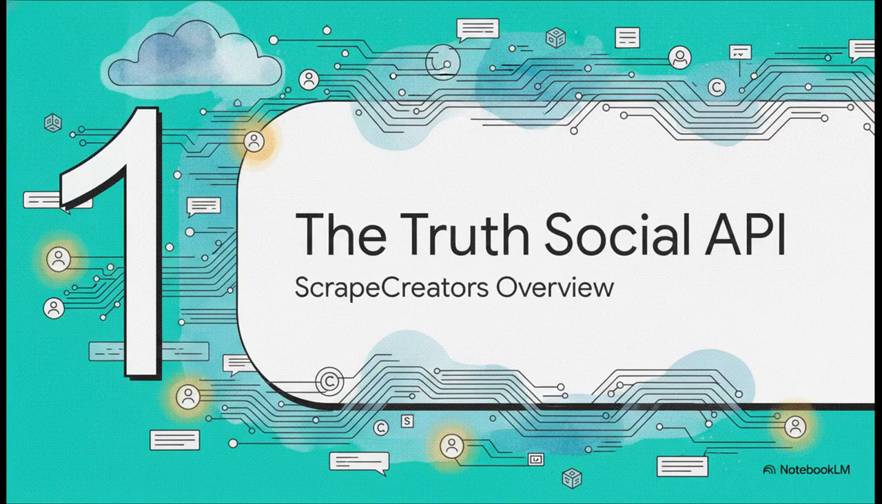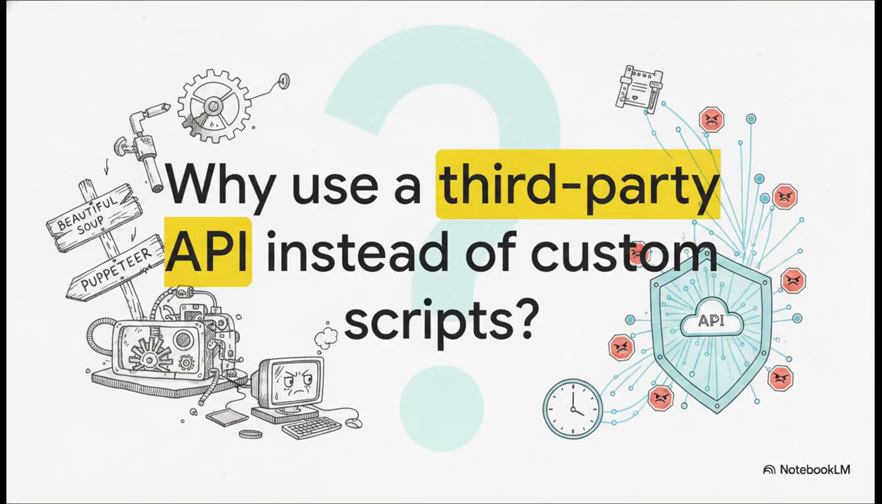All right, Section 1. The Truth Social API. Let's look at a quick ScrapeCreators overview and see exactly what this solution brings to the table. Now, you might be thinking to yourself, why on earth would I use a third-party service instead of just writing my own custom scraping script? And hey, it's a totally fair question. Any dev worth their salt can spin up a quick Python script using Beautiful Soup or Puppeteer to grab a few posts. But listen, the problem isn't building the scraper. The problem is keeping that scraper alive.